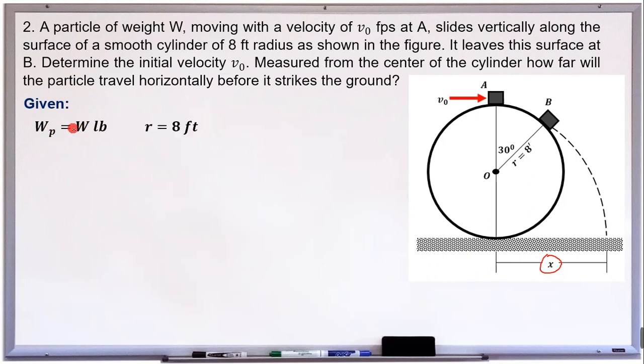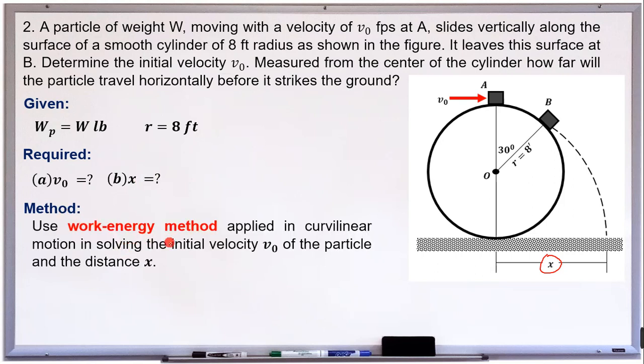So the weight of the particle is equal to W in pounds, and then the radius of the cylinder is 8 feet. I think these two are the only given aside from the 30-degree angle. So the requirements for this problem are the initial velocity of our particle and then the displacement x, as you can see from the illustration. Now the method that we're going to use is first the work energy method applied in curvilinear motion in solving the initial velocity v naught of the particle and the distance x.